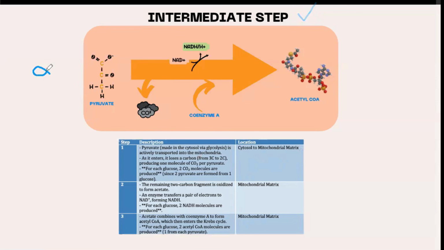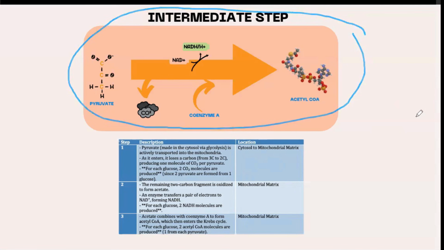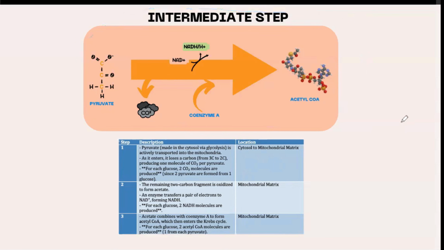So we're going from the glycolysis step, where the products were produced, to the next step, which is called the Krebs or citric acid cycle. We have this middle step, which is called the intermediate step. The goal of the intermediate step is to take pyruvate from the cytosol, the location where this occurs, and eventually get it to the mitochondrial matrix. I think the picture or the table here is really good at breaking down what we're going to talk about in just a second.